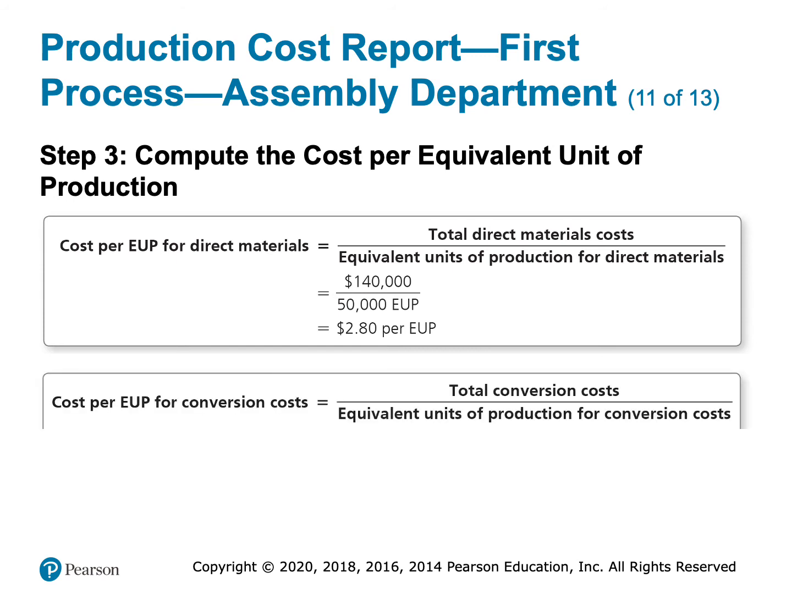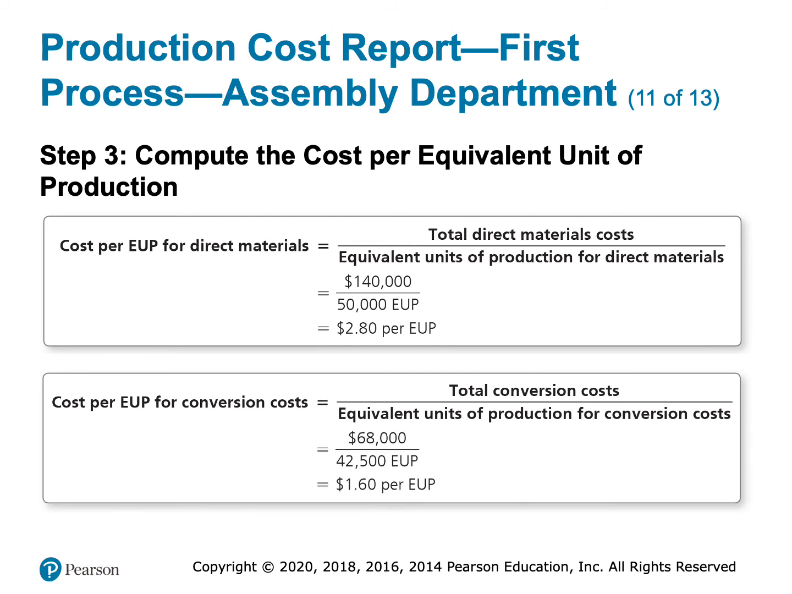Now, my total conversion cost was a different amount, and I confess I don't remember it off the top of my head, but the equivalent units of production was 42,500. If you look on the chart in your notes, we'd see that the total conversion cost was 68,000. Divide that by the 42,500 equivalent units of production for conversion cost, and we get $1.60 per unit for conversion cost.